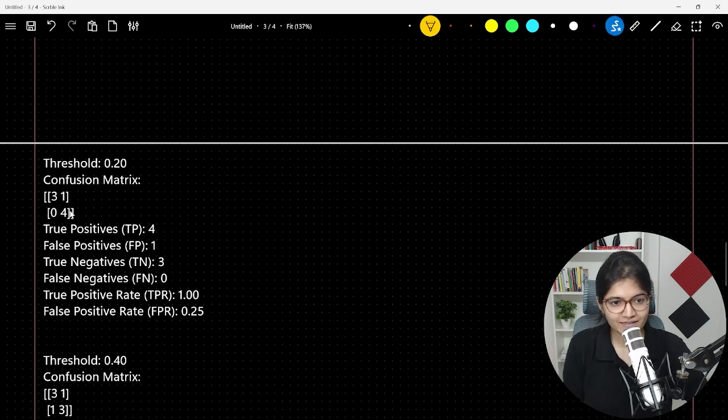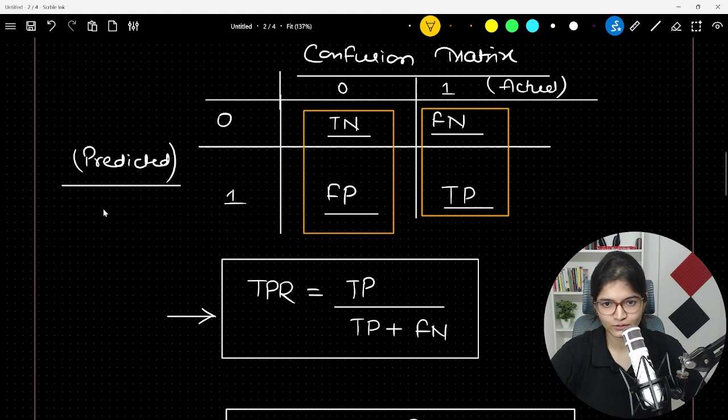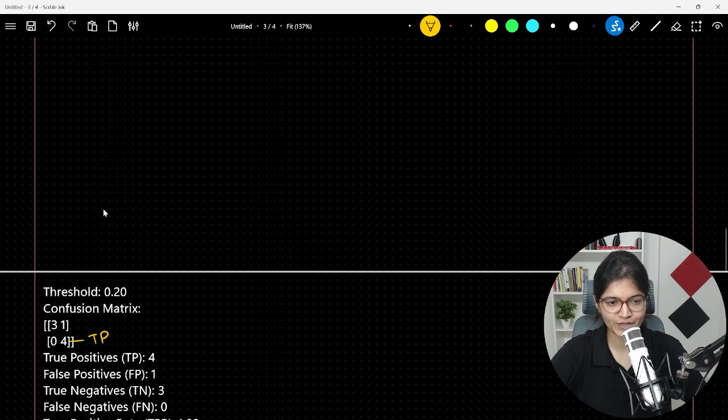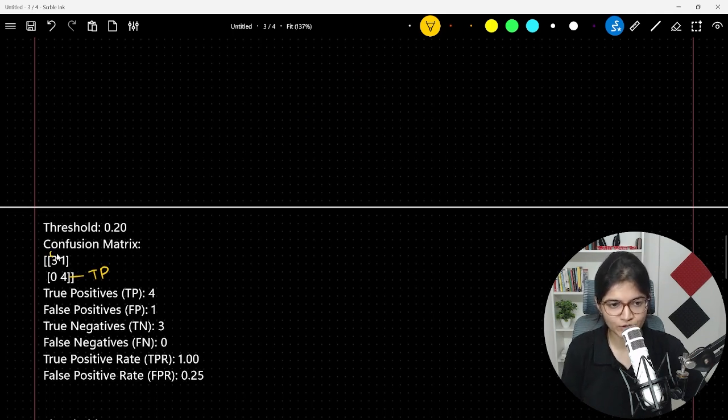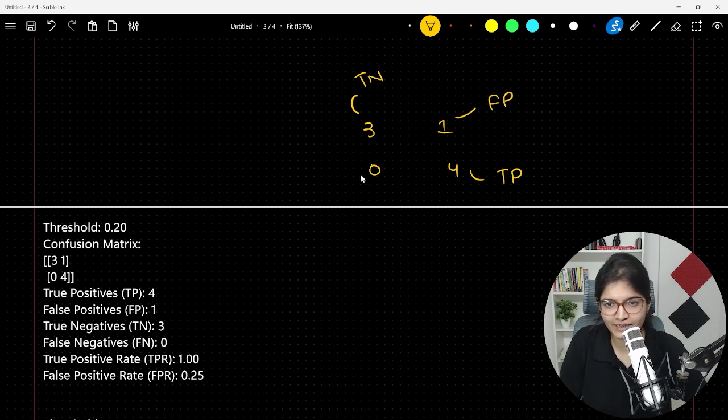You can see it is a number which is TP, true positive. You remember our confusion matrix I have mentioned above as well. This is a number which is true negative. So if you are saying 3, 1, 0, 4: 3 indicates true negative, 4 indicates true positive. Let me write it down here so that it will look much better. Then 1 indicates false positive and 0 indicates false negative, right?